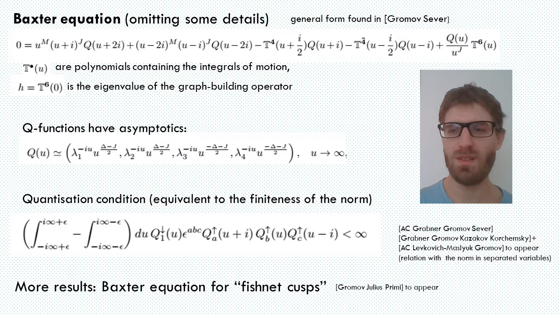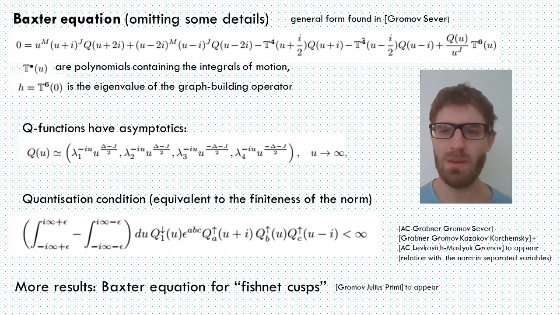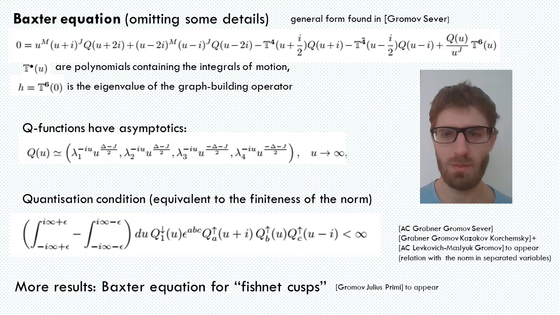And then the quantization condition is the requirement that some integrals involving products of Q functions should be convergent. The integrals go around the infinitely many poles of the Q functions. This condition was found in a different form in papers by myself, Kolya, David, and others. The form I presented here, which involves an integral, is similar to the usual quantization condition for a Schrödinger equation, where the wave function should be normalizable.